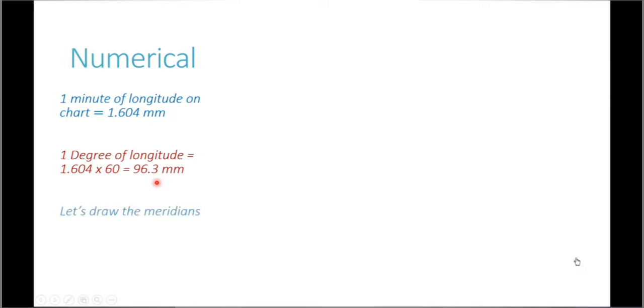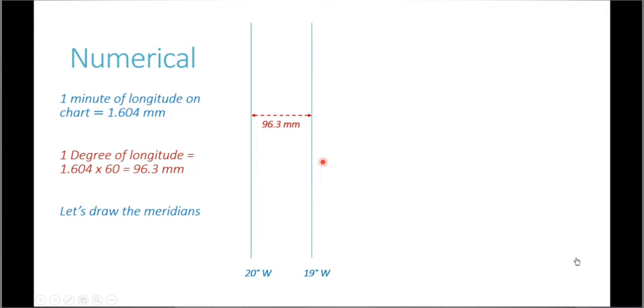in our particular case. Once you have this length, 1 degree of longitude, you can easily draw the meridians on the answer sheet now. So let's draw the meridians. I have first of all drawn this meridian and named it as 20 degrees west. Now the area of the chart which I want to draw, the one of the extremities is 20 degrees west, so I have considered this longitude as 20 degrees. Now I keep a gap of 96.3 millimeters and I draw the second meridian.